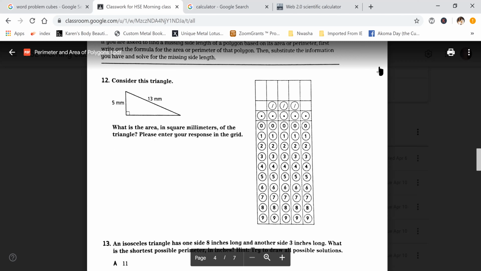So who has the answer for number 12? I got 2 answers. The first, 12. Is it 12? I got 30. 32.5? No, 30 is the right answer for what you're going to put on the grid. The answer is 30. But 12 is the right answer, Gladys, for the side length of the triangle.